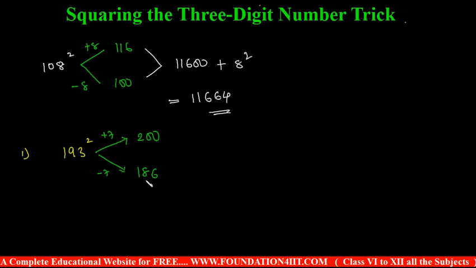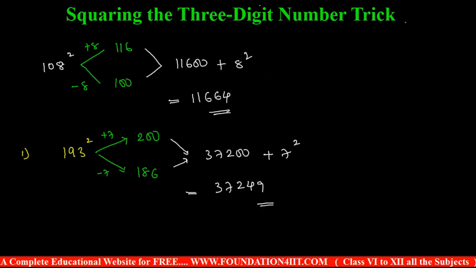2 into 186, we already practiced with single digits. So 186 into 200 is 372, and then you add two zeros. For the plus or minus 7, we should add 7 squared. I'm not explaining again why we add 7 squared, as I explained it in the previous chapter. 37,200 plus 7 squared, which is 49, gives 37,249, the square of 193.